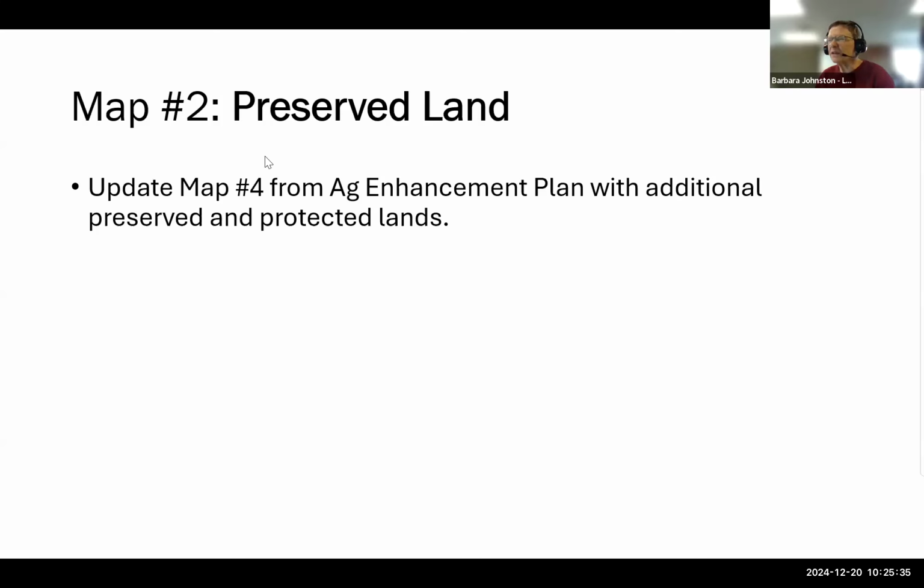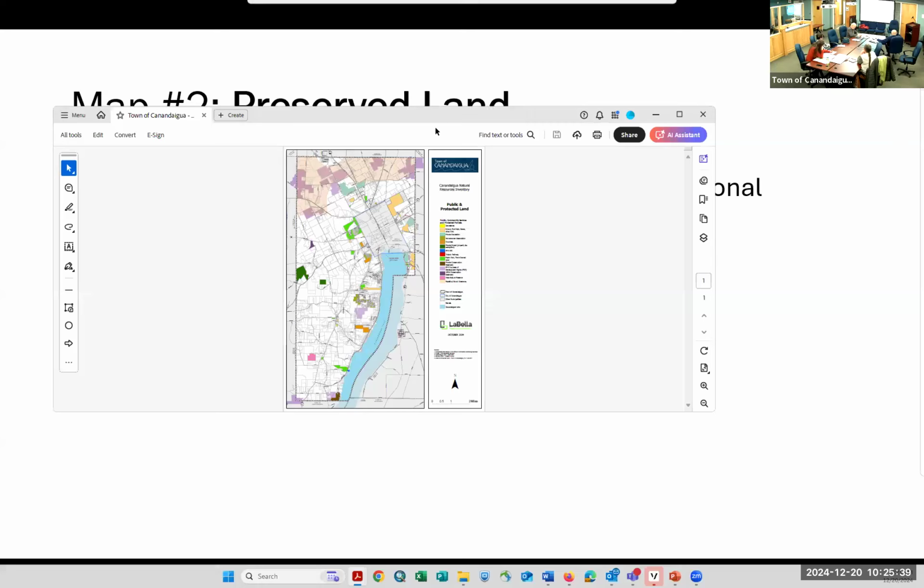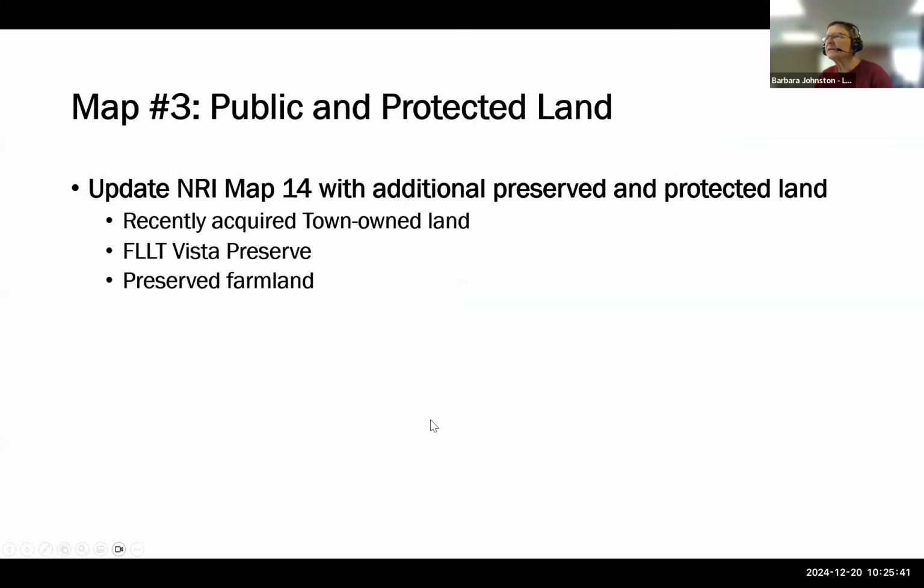I made a note of the hatching, to make that less prominent so it doesn't detract. Yeah, I think that'll be fine. The other map is updating NRI map number 14 with the additional preserved and protected land. And this is not just farmland, but also the FLT Vista Preserve and recently acquired town-owned land.